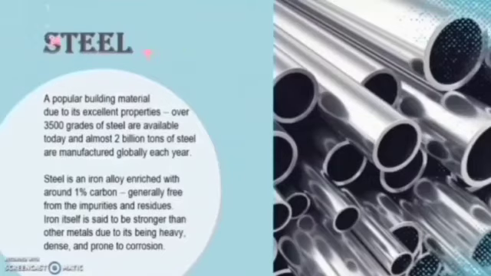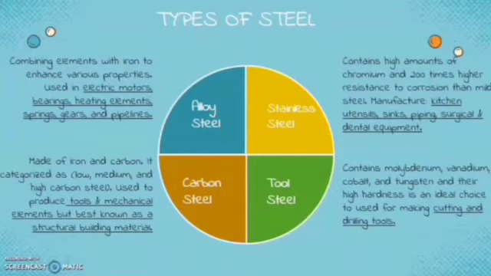Let's start with steel. Steel is a popular building material due to its excellent properties. As evidence, there are over 3,500 grades of steel available today, and almost 2 billion tons of steel are manufactured globally each year. Steel is an iron alloy enriched with around 1% carbon that is generally free from impurities and residues. Iron itself is said to be stronger than other metals, though it is heavy, dense, and prone to corrosion. There is a multitude of different types of steel which provide different kinds of uses.